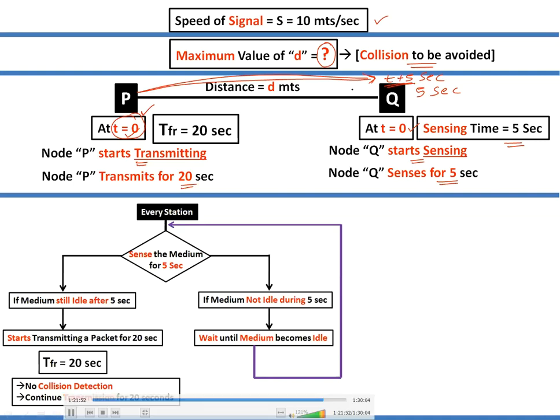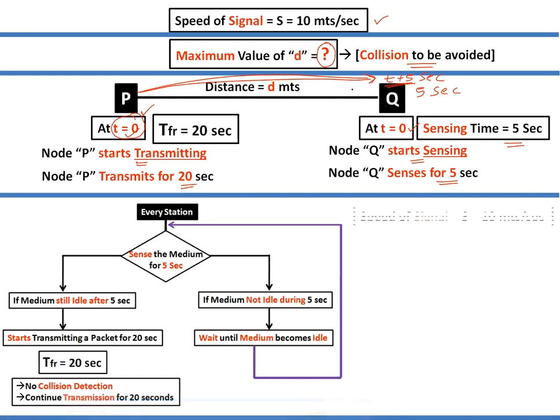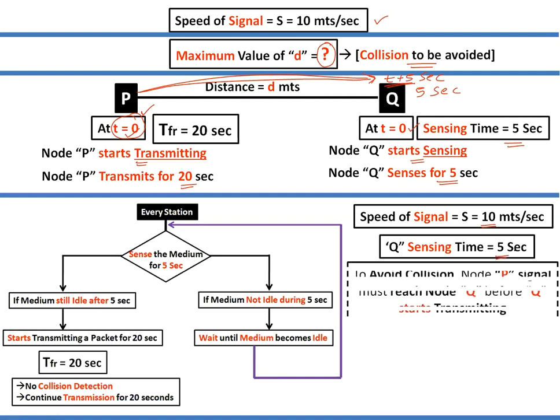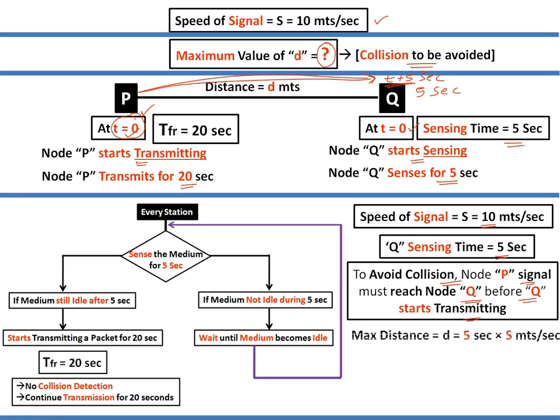So how far can you be located? The speed of signal is 10 meters per second, and Q is sensing for 5 seconds. To avoid collision, node P's signal must reach node Q before Q starts transmitting. Maximum distance is 5 into 10 meters. Anyhow, you are sensing for 5 seconds, so within 5 seconds you should hear my first bit. That is 5 into 10, that is 50 meters, guys.